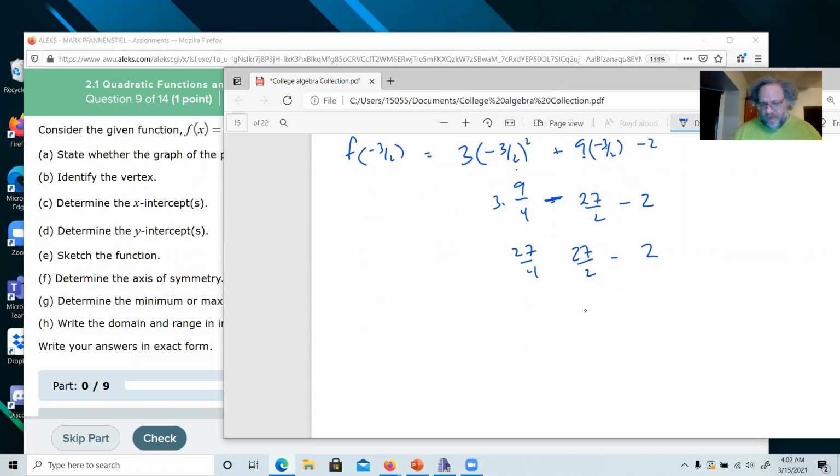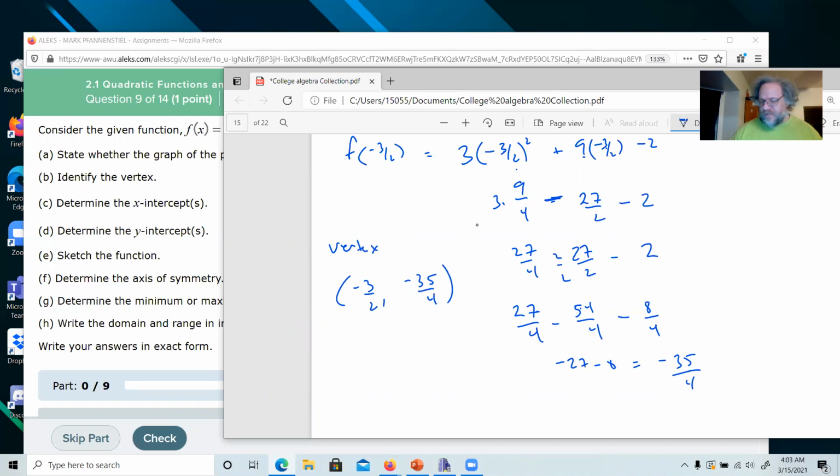I'm going to go ahead and multiply 2 over 2 here. So we have 27 fourths. Twice 27 should be 54 fourths. And then minus 2, which I'm going to call 8 fourths. So we have 27 minus 54 is negative 27. Negative 27 minus 8 is going to be negative 35 fourths. So my vertex is going to be negative 3 halves, negative 35 fourths. I encourage you, type this in your calculator, get an answer, press your fraction button, and see what you get. You're quite allowed to do that.